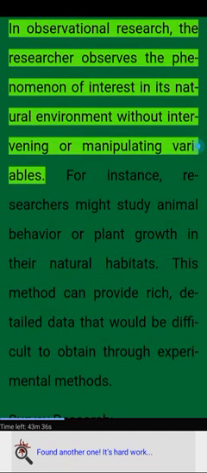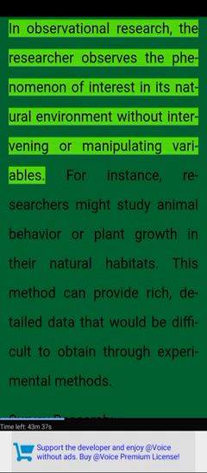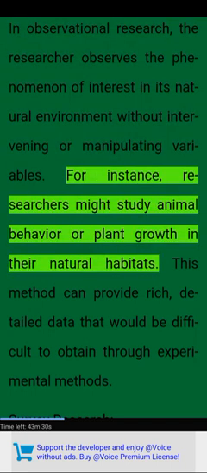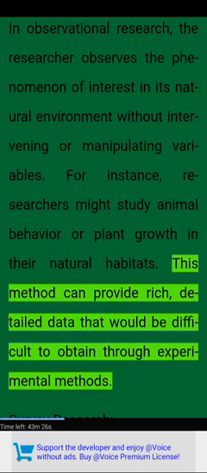Observational research. In observational research, the researcher observes a phenomenon of interest in its natural environment without intervening or manipulating variables. For instance, researchers might study animal behavior or plant growth in their natural habitats. This method can provide rich, detailed data that would be difficult to obtain through experimental methods.